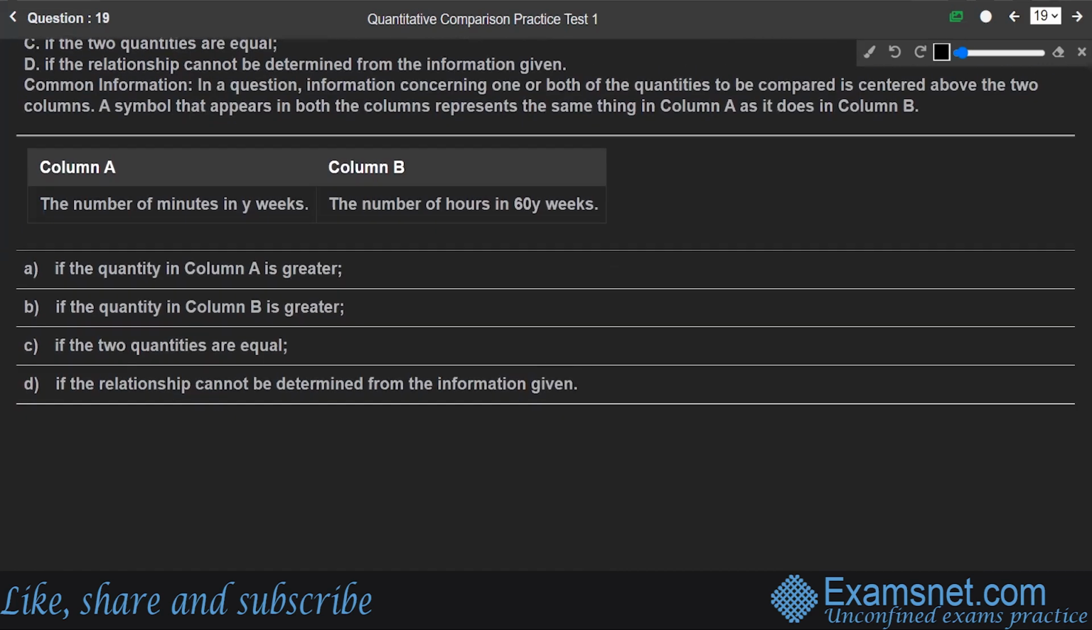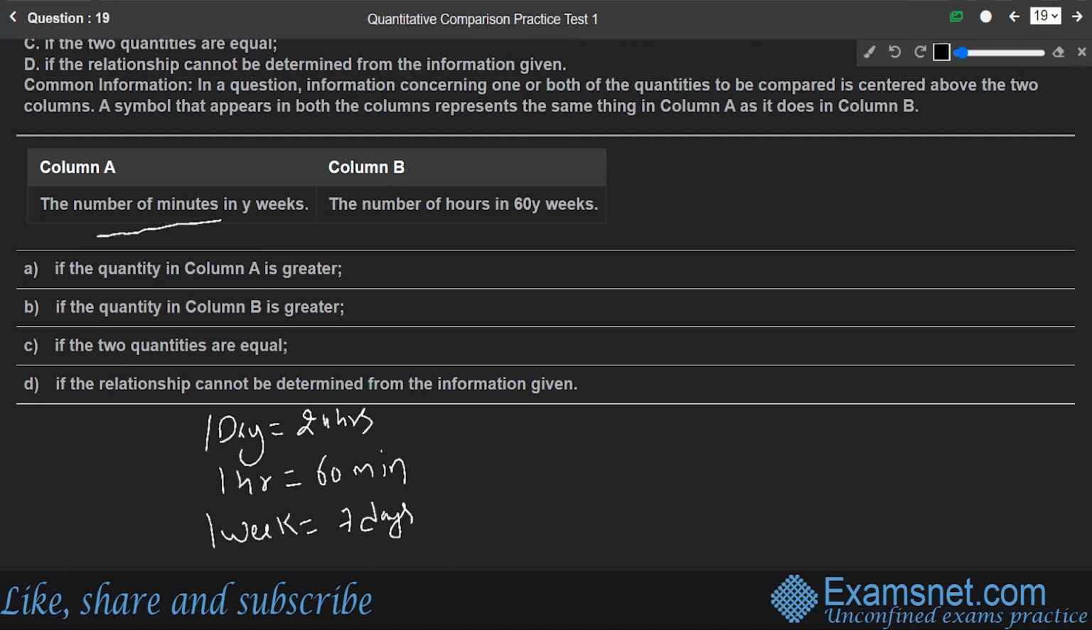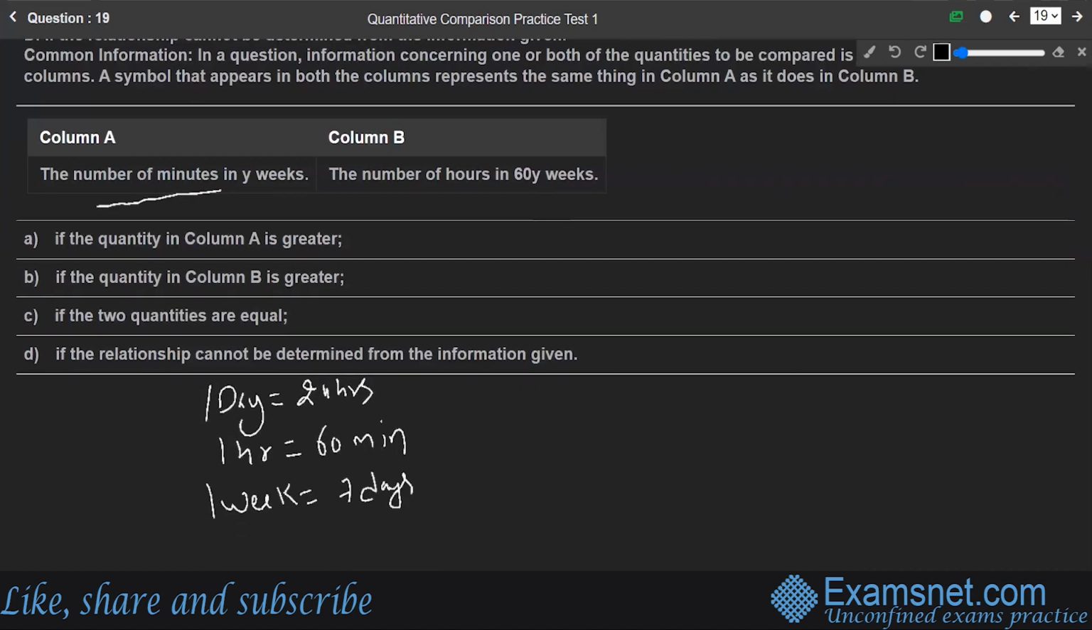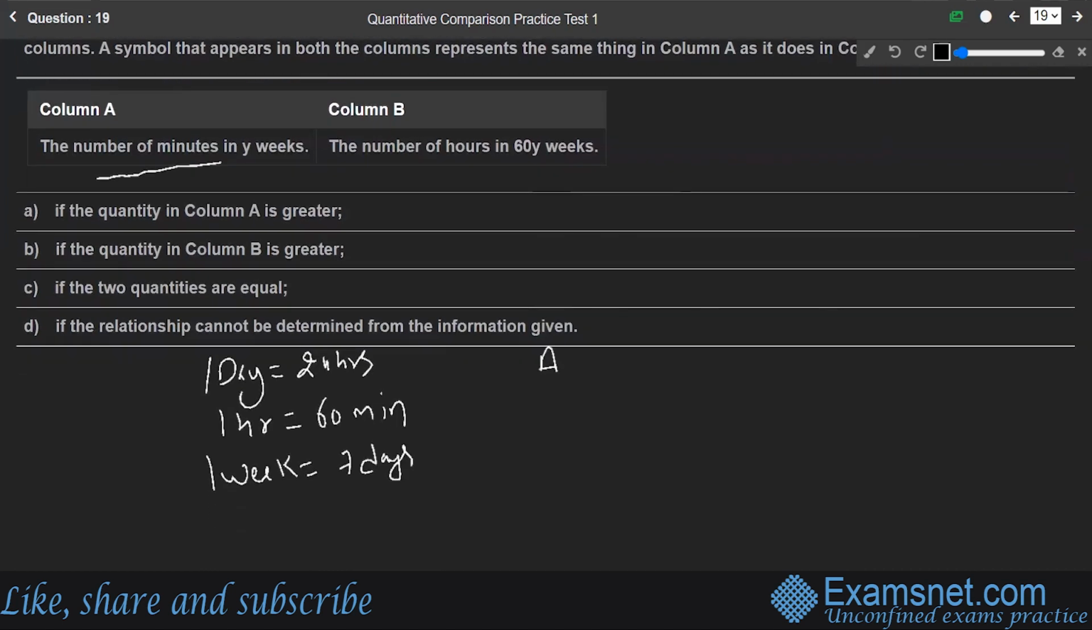Now, column A has the number of minutes in Y weeks. For finding out minutes, one day has 24 hours, and 1 hour has 60 minutes, and 1 week has 7 days. So this is how we are supposed to compare. Column A has the information as number of minutes in Y weeks.